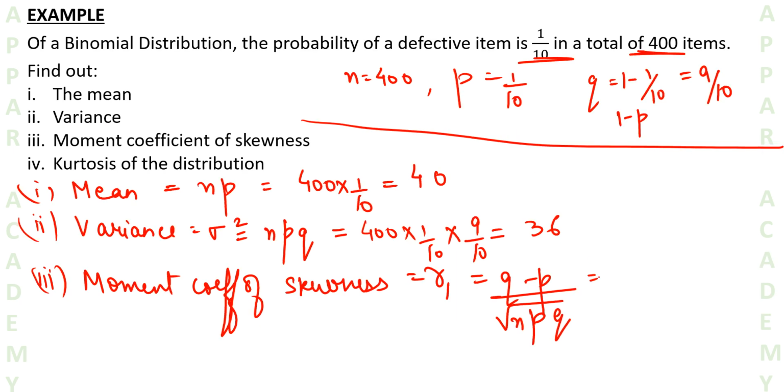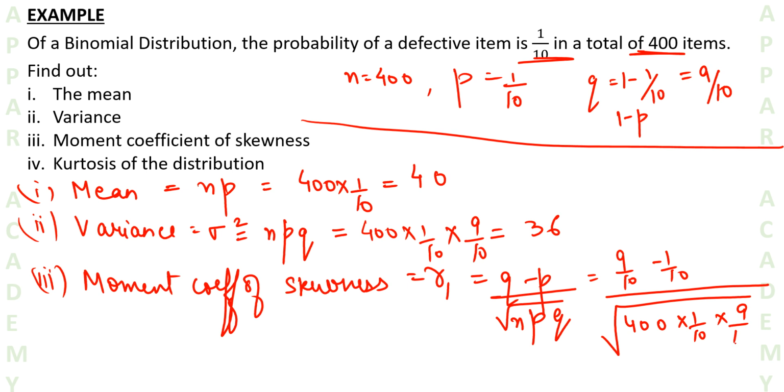So now putting in the values, this becomes 9 by 10 minus 1 by 10 upon square root of 400 into 1 by 10 into 9 by 10. So now solving this out, this becomes 8 by 10 upon square root of 36. So this is simply our 6. So what does it become? This becomes 8 upon 60, or simply 2 by 15.